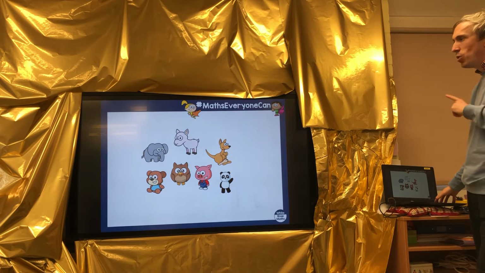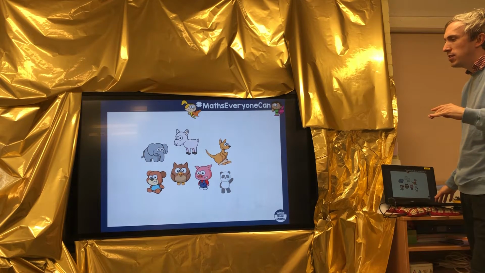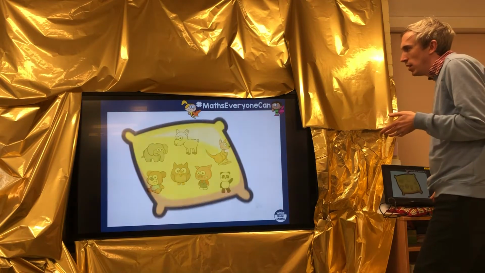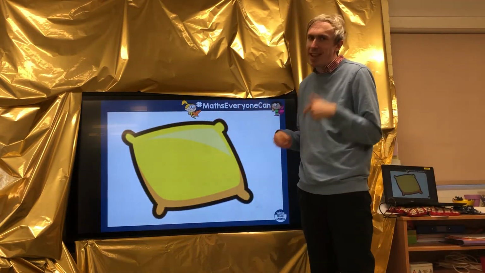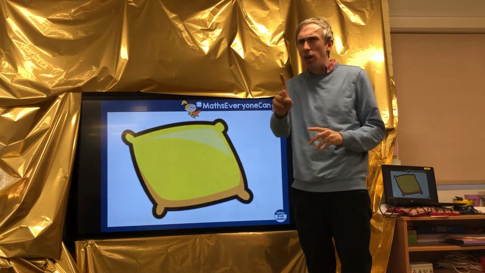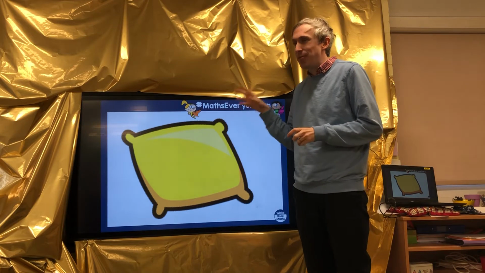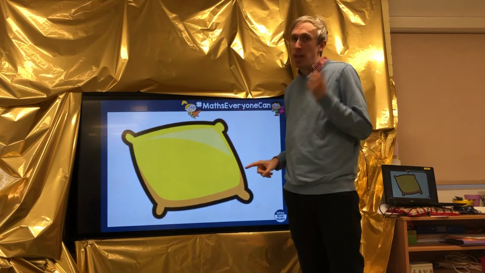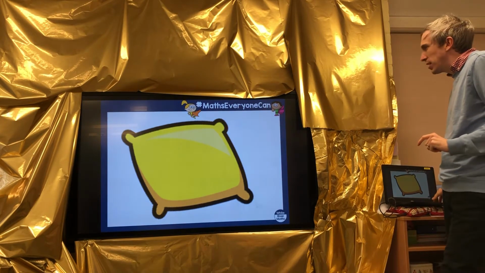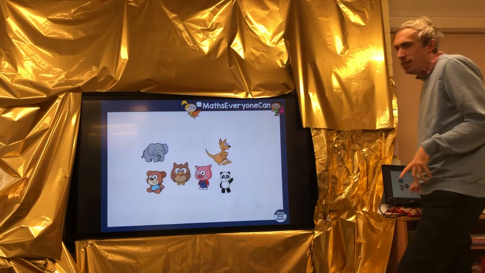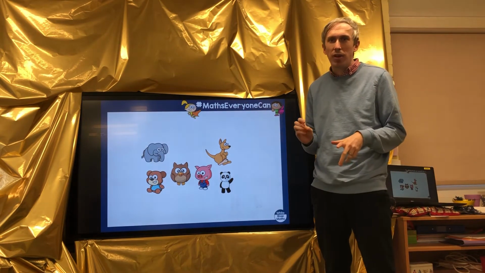But just in case, 1, 2, 3, 4, 5, 6, 7. Perfect. I'm going to cover them up. Now what's going to happen is that one of those animals is going to disappear. And your job is to work out 1, which animal disappeared, and 2, how many of them are left now. So there were 7 animals there before. Remember that. Keep that in your head. Okay. Are you ready? Excellent. Which animal left and how many are there now? See if you can tell your grown up.